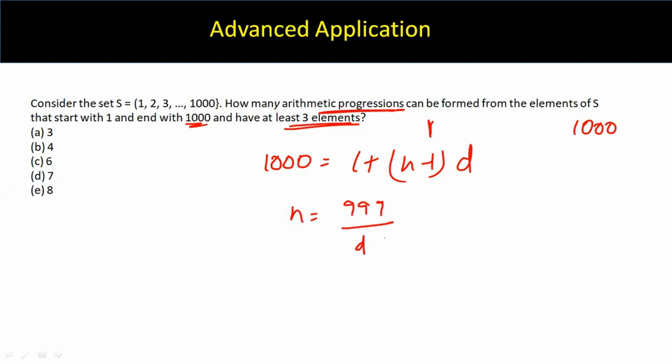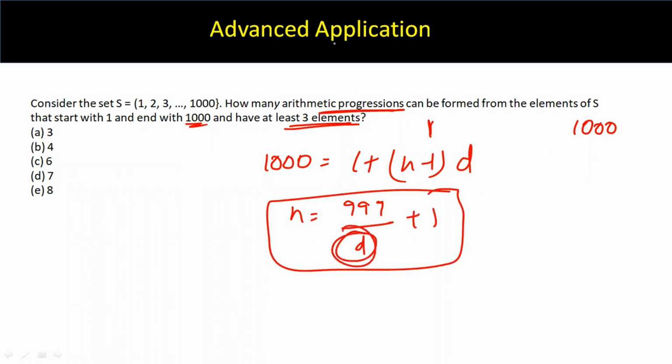999 by D plus 1. This is the value of n. For n to be an integer, I know D has to be a multiple of 999, right? So now my question is very simple. I just have to calculate the factors of 999.